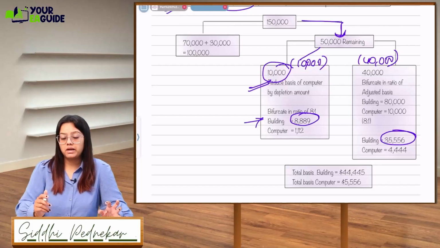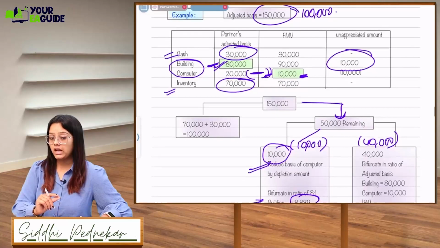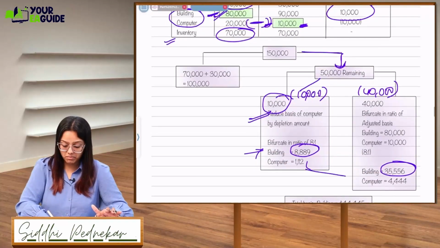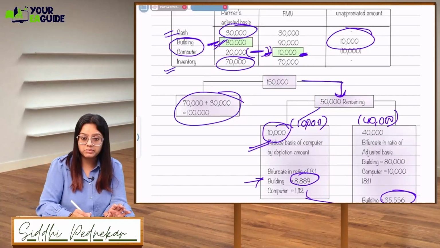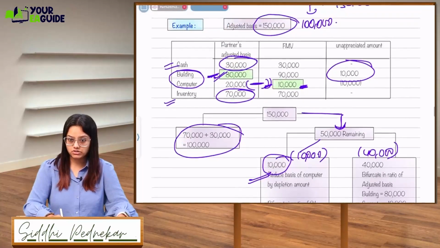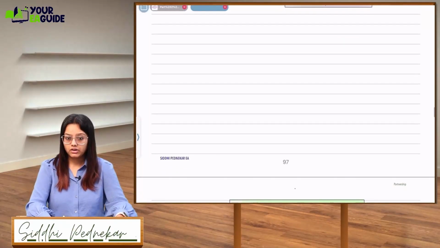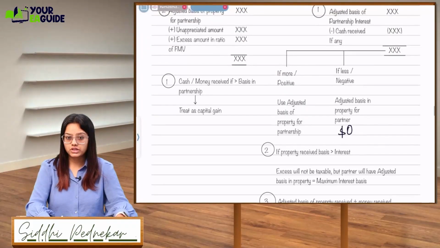I'll total it up and consider it as the basis of the building for me in case of liquidating, and also for the computer I'll add up these two amounts and it will be the basis of the property, and these two amounts will straight away be called my cash and the unrealized receivables. Okay, got it guys? So this is all about distribution of interest in the partnership form.